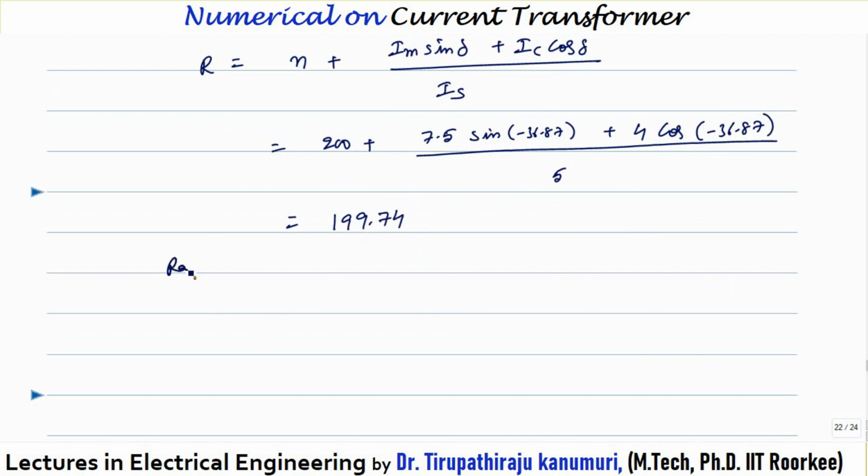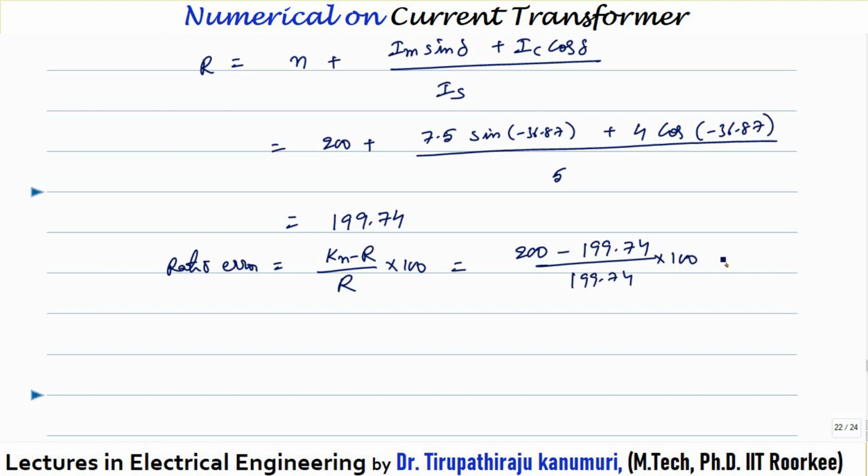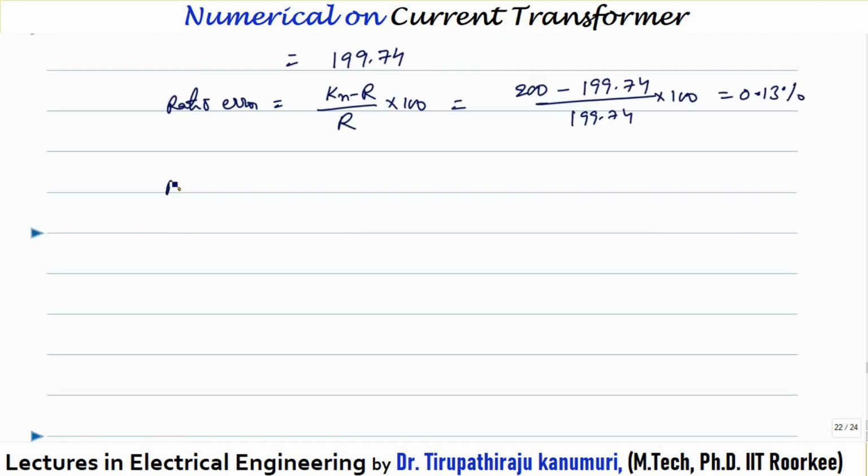From this I can calculate my ratio error. The ratio error is equal to Kn minus R, divided by R, into 100. So this will be 200 minus the actual transformation ratio 199.74, divided by 199.74, into 100. This will be equal to 0.13 percent. So the ratio error is obtained. Now we have to calculate the phase angle error.